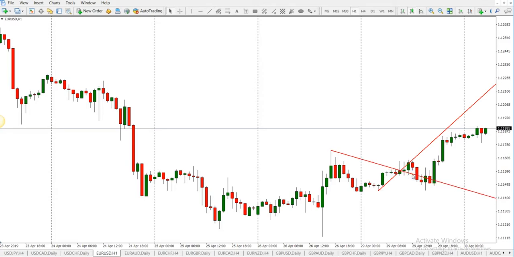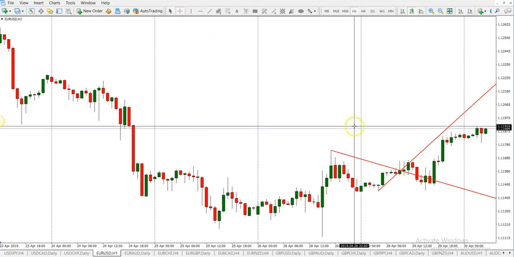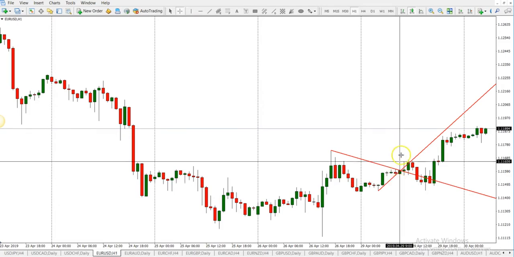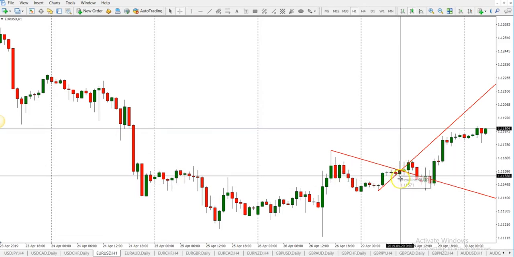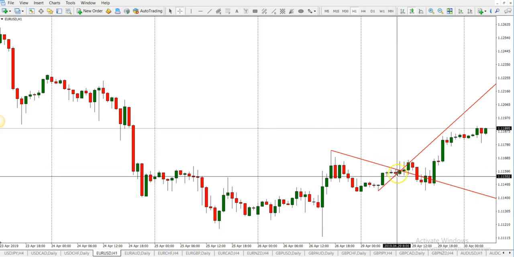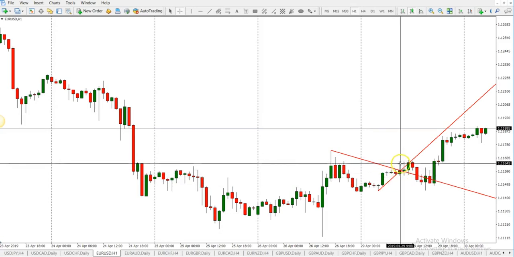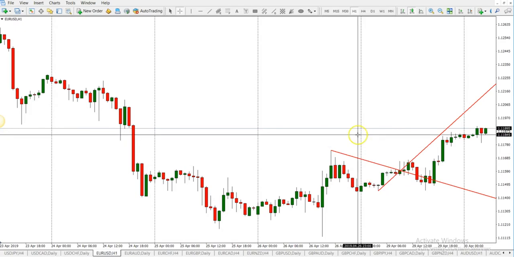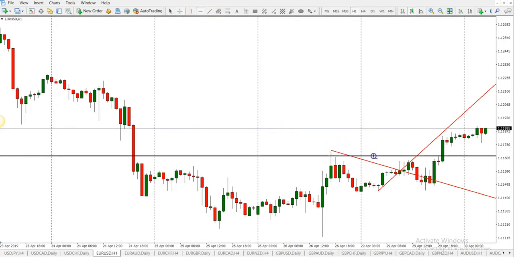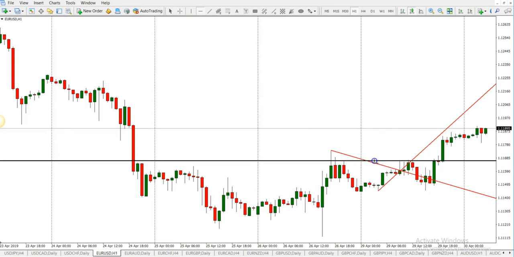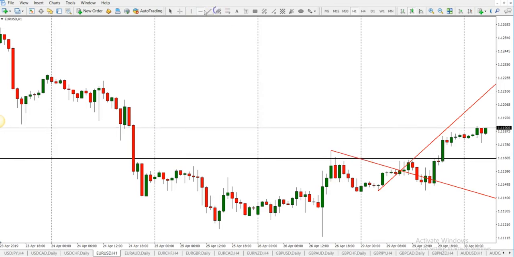The entry is waiting for a candle to penetrate either the buy or sell line. You can see the next hour, this candle here penetrated both the buy and sell line. Once that candle's closed, we're looking for a 2 pip buffer, 2 to 3 pip buffer.